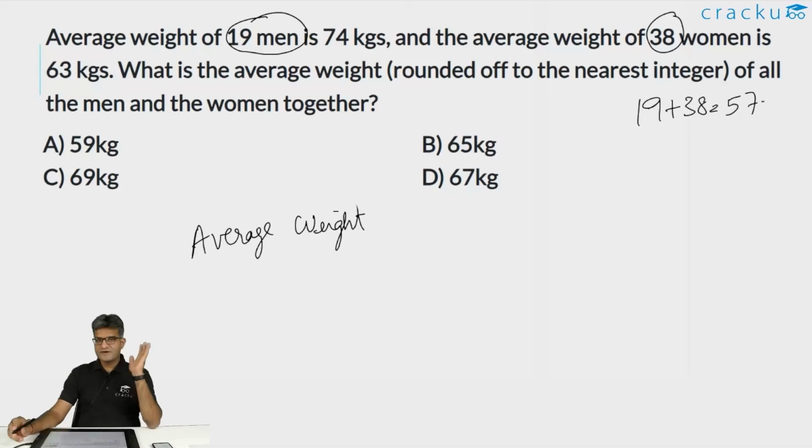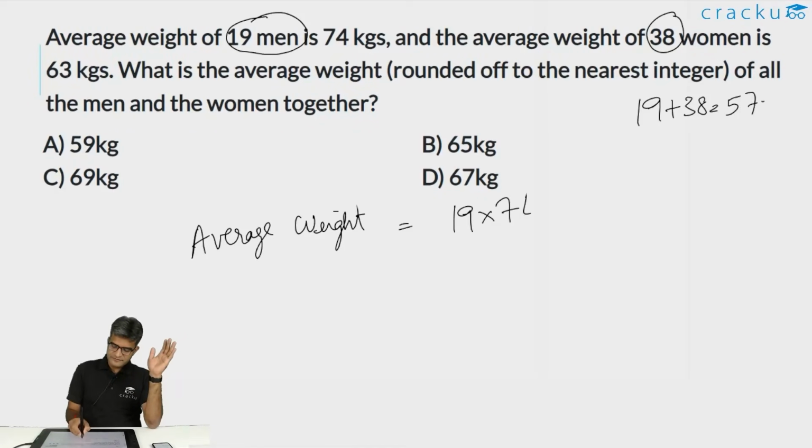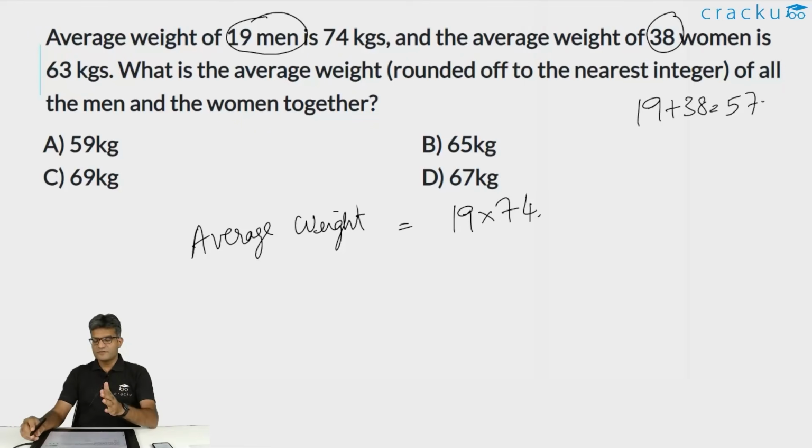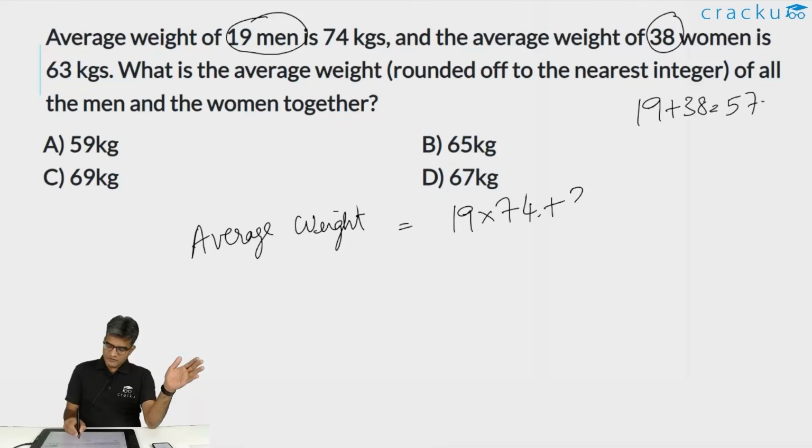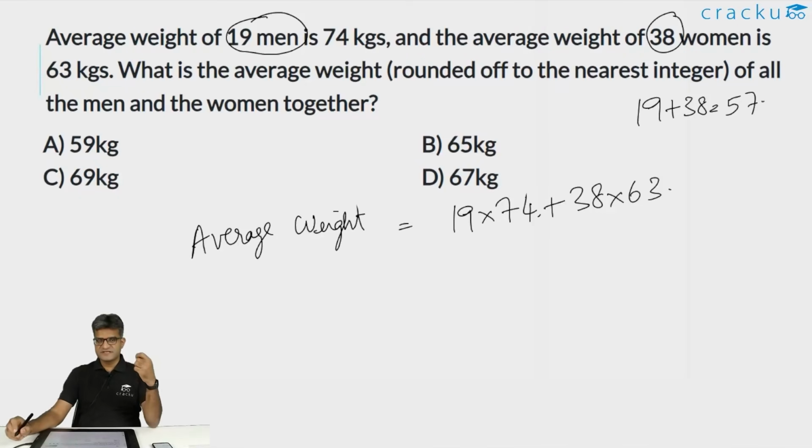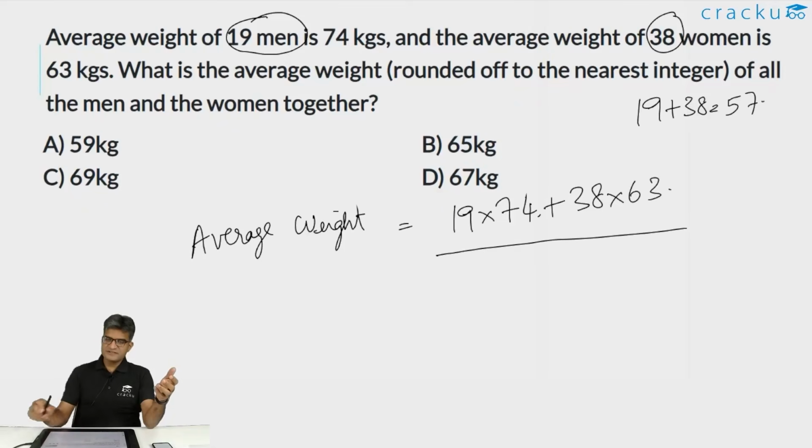What is the total weight of all the men? The total weight of all the men is 19 into 74. What is the total weight of all the women? The total weight of all the women is 38 into 63. Because the average weight of women is 63, the average weight of men is 74. So the total weight of men can be calculated, total weight of women can be calculated. If you add both of them, you will get the total weight of all of the people. You divide this by the total number of people, which is 57. This is the average weight.